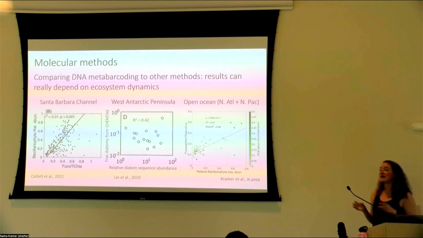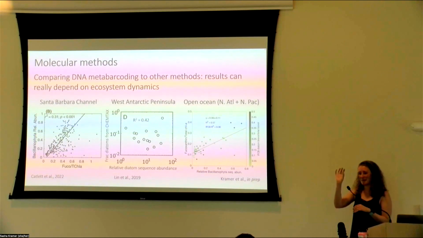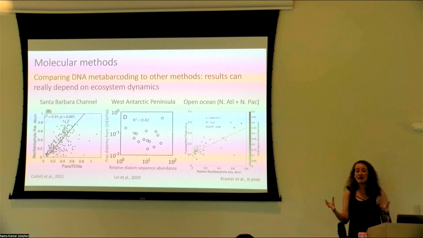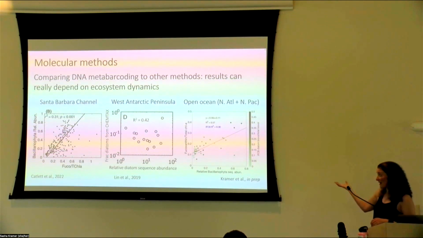So in this case, we talked about fucoxanthin being the diatom biomarker, right? We expect to find more fucoxanthin when we have more diatoms. What do we actually find when we look at relative sequence abundances of diatoms in the environment? The answer is it can be really variable.